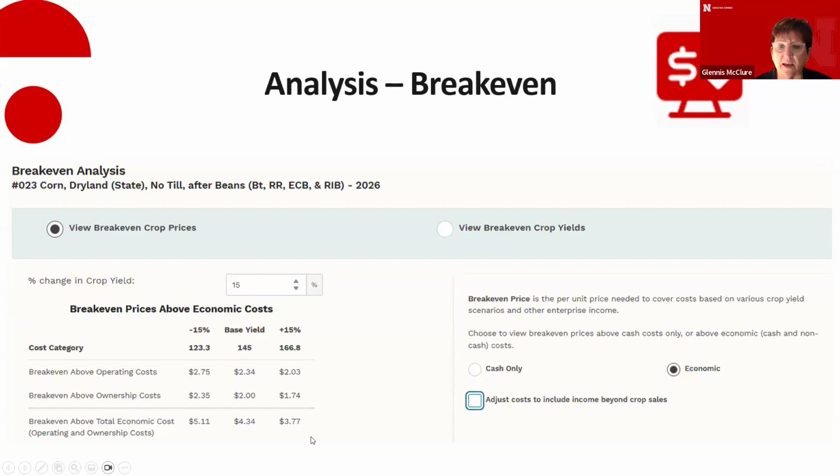So I've got 15% toggled in here. I'd be at 377. And you can see I can look between economic and cash, and I can actually adjust my costs beyond income from crop sales. So let's say there's government payments or whatever, that could make some difference. And so I could have included that here as well. So again, just a screenshot to show you that that's there in the program.